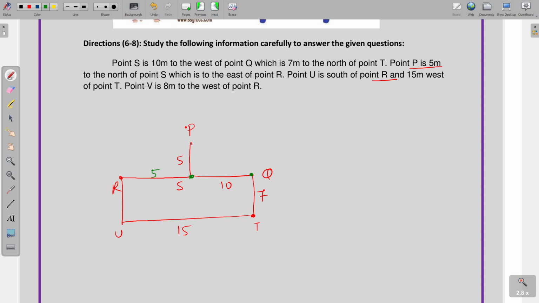And next, V is 8 meters to the west of R. So V is 8 meters to the west of R. V is coming here, V is placed here. It is the final arrangement of the directions. Let us move on to the questions.